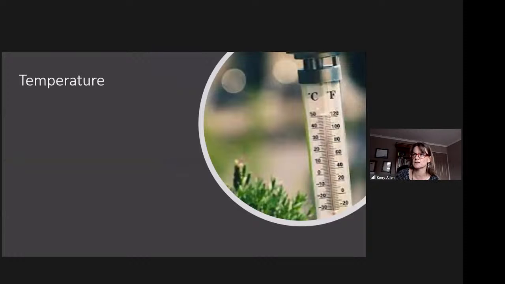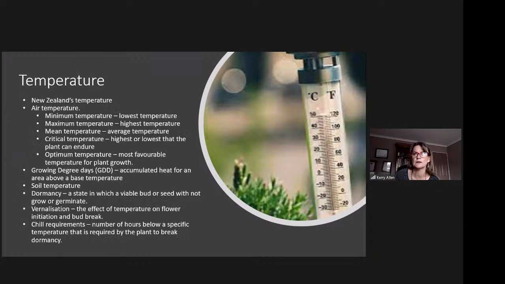Okay, next one is looking at temperature. Now, some of these are interrelated, so some will apply to other factors as well. Here, we need to understand why we grow plants where we grow them, and often that is determined by temperature. For example, things that require a lot of heat hours are usually grown more to the north or in northerly facing areas, such as Nelson. And if it's a colder crop, then it will grow further south.